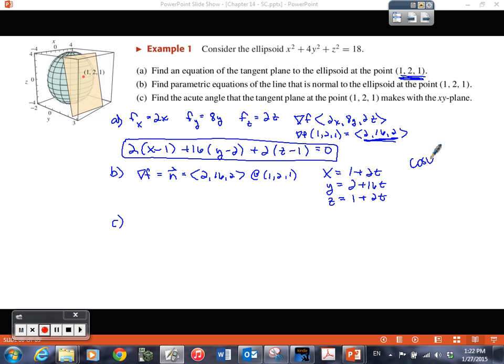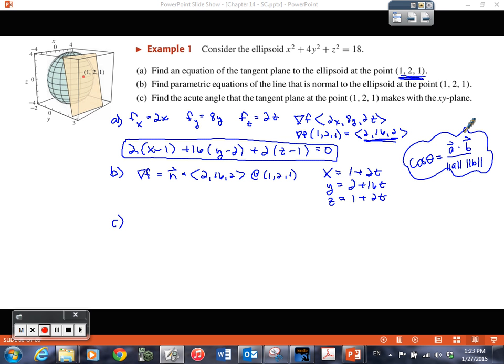Remember, it's cosine theta equals vector A dot vector B over magnitude A, magnitude B. That was the formula from some time ago to find the angle between two vectors. So we want the tangent plane and the xy plane, the acute angle that the tangent plane makes with the xy plane.